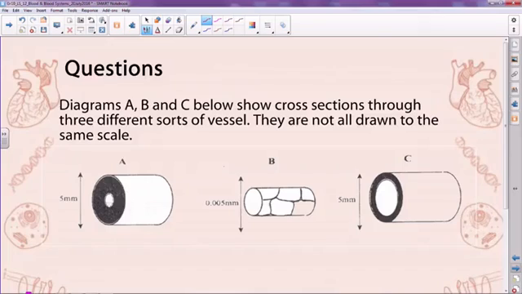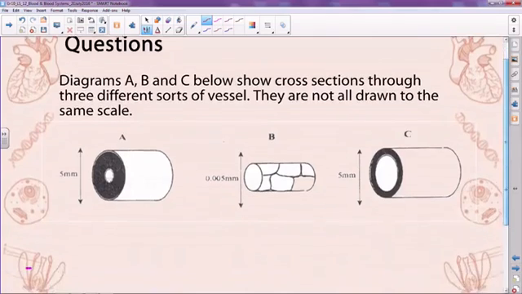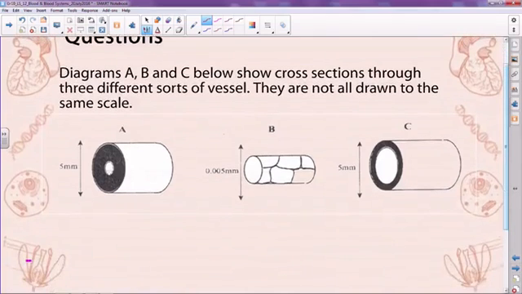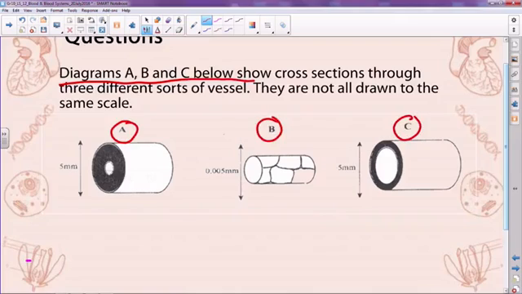So if you have a look at the very first question that we've looked at here, what do you notice? A typical question is they give you, all right, let's have a look, diagrams A, B, and C. And they don't tell you which one is which. But they tell you that they are the three different sorts of vessels. Okay, and they tell you that they are not drawn to scale. So when you look at it, what is the first thing you need to see? The three different types of blood vessels are going to be an artery, a vein, or a capillary.